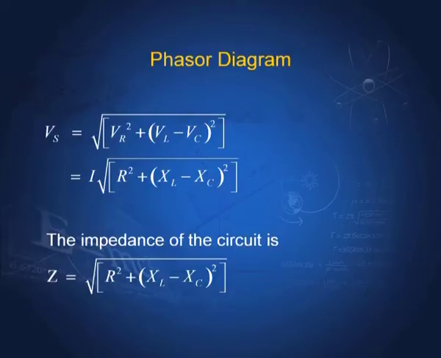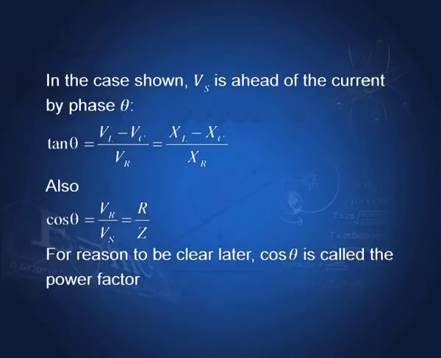The impedance is Vs by I. So it is the square root of R squared plus the square of XL minus XC, and if I take the root of that, I will get the impedance. And tan theta, the phase by which Vs leads the current, is equal to VL minus VC divided by VR, and cos theta, which is a more important quantity we shall see later, is called the power factor. It is VR by Vs. It is R by Z. Z is the impedance, so it is R by Z.